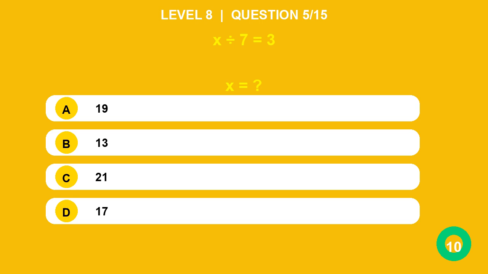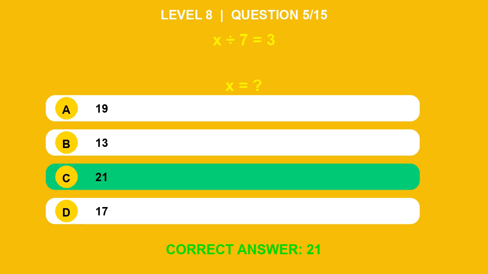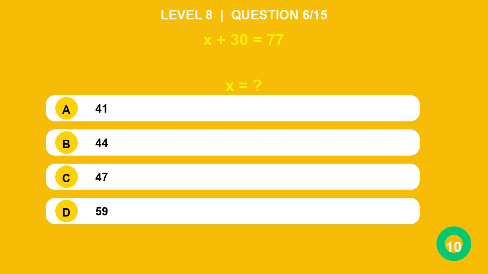X equals? Answer is 21. X plus 30 equals 77.